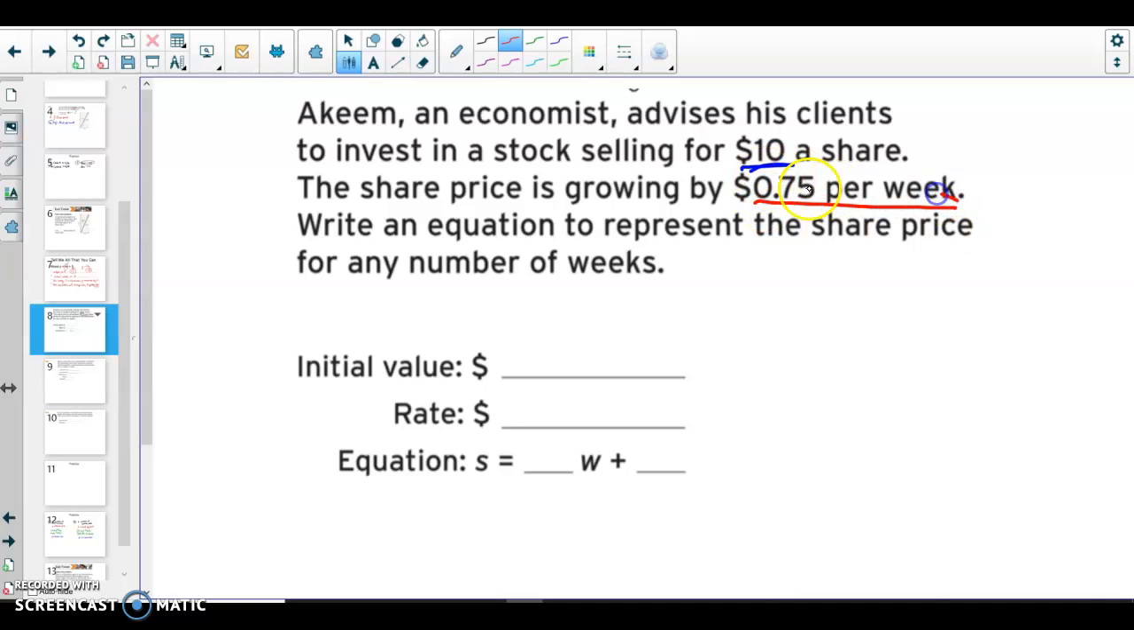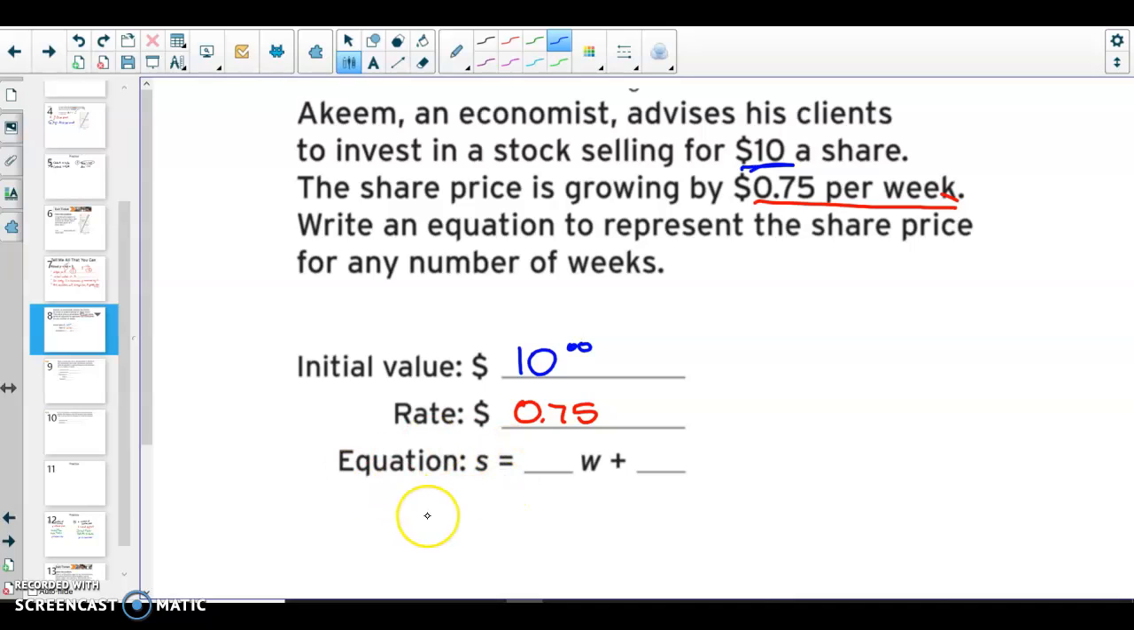Now, this is a dead giveaway. When I see per week written right here, that's telling me that this is happening over and over and over again. It's increasing at a constant rate. So when I look down here and I see rate, I know, hey, that's the spot for my per week number, 0.75. My initial value then is the $10 we started with. This thing begins at $10 before it does any increasing whatsoever.